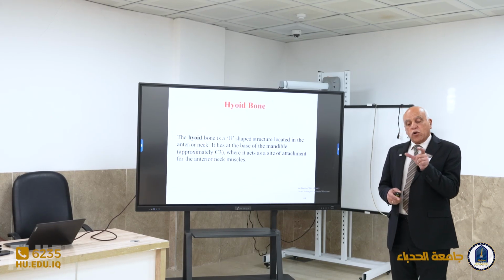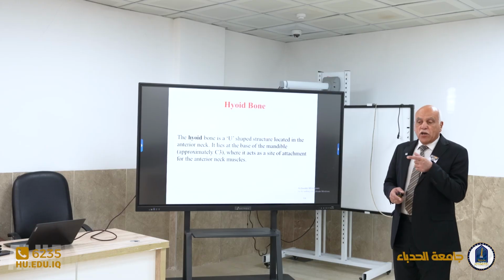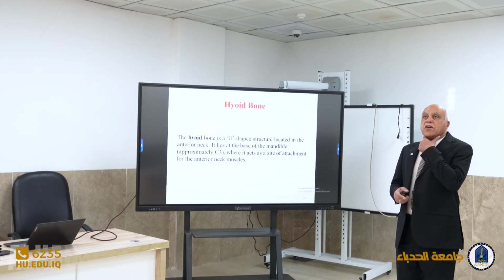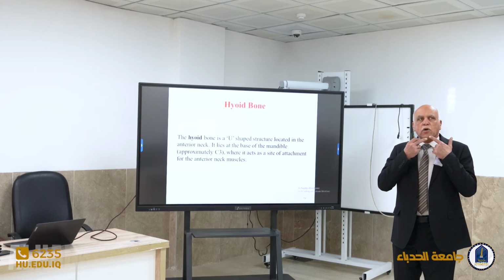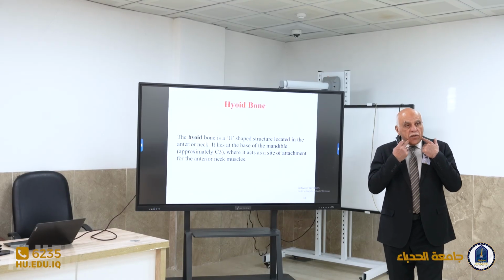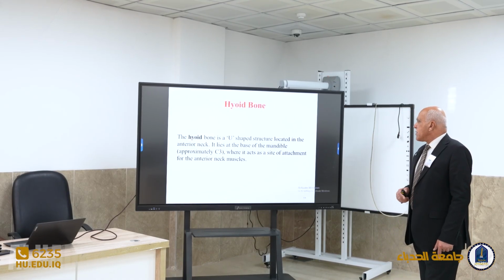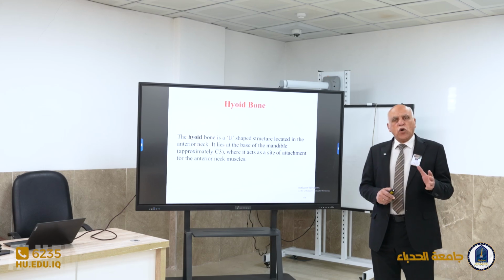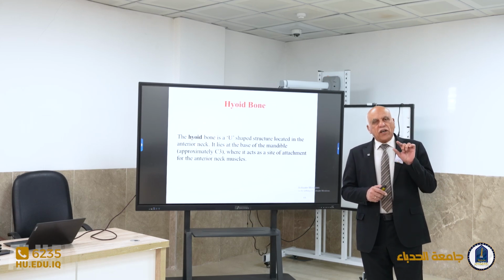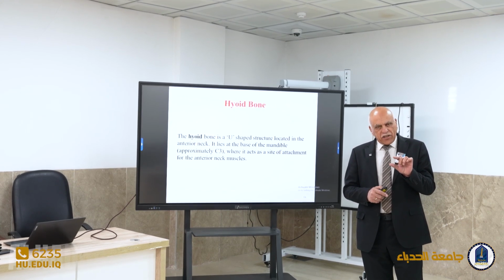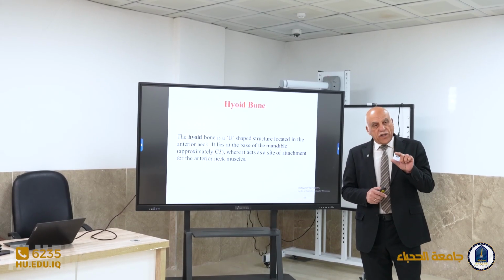The U-shape, or مرات يسموه مثل حدبة الحصان. U-shape that presents in the anterior aspect of the neck below the mandible. All of you know the mandible. This is below the mandible. It lies at the base of the mandible, approximately at the level of the third cervical vertebra, C3. I mean by C3, the third cervical vertebra.